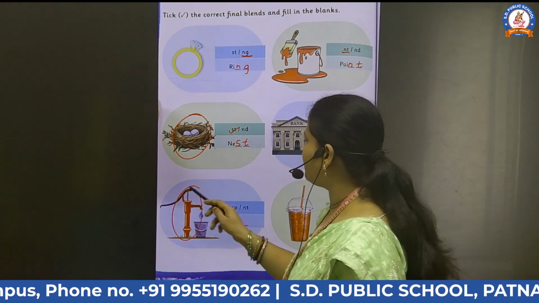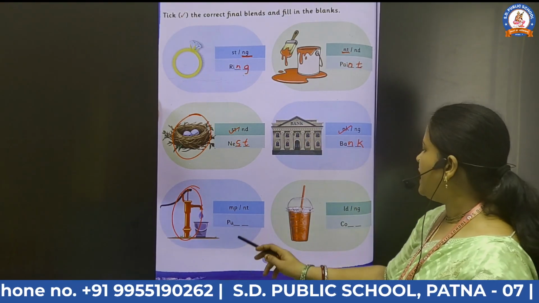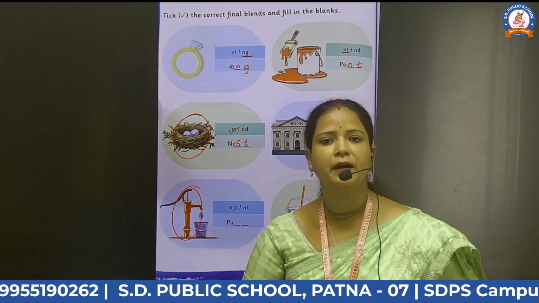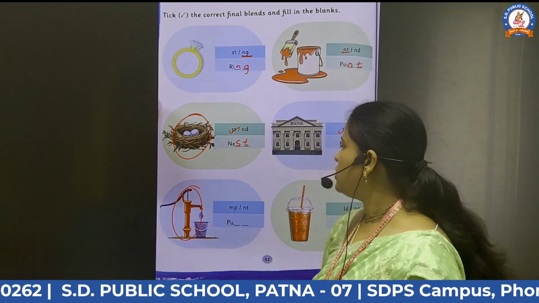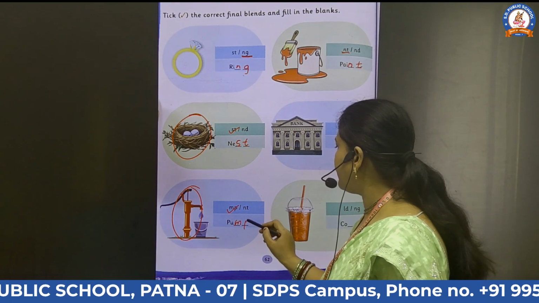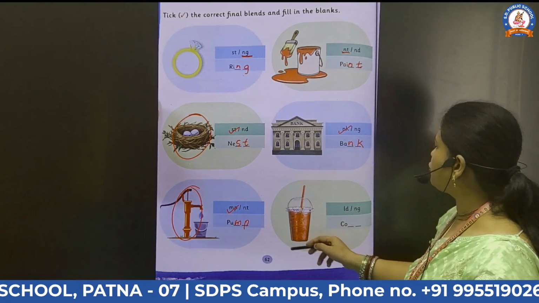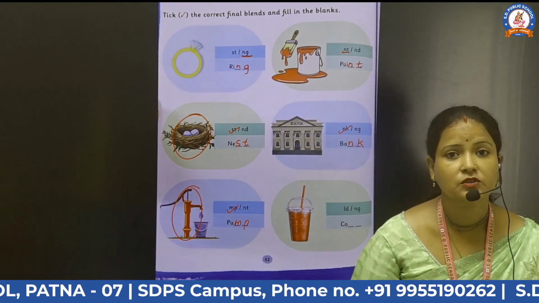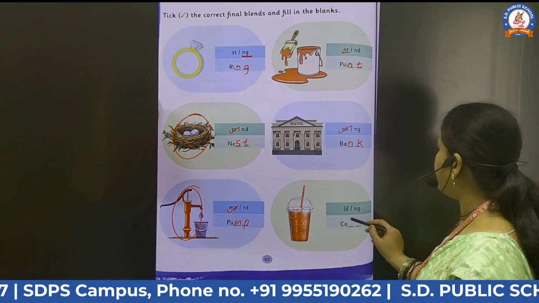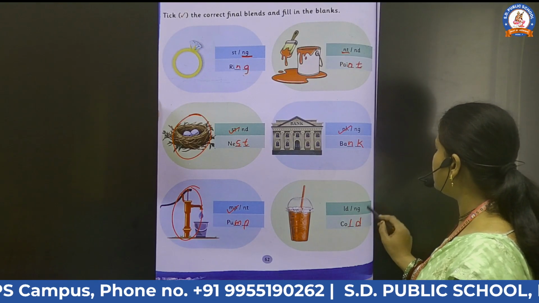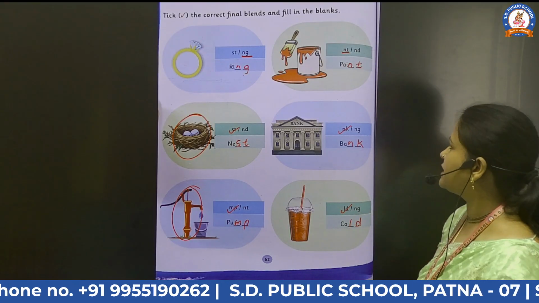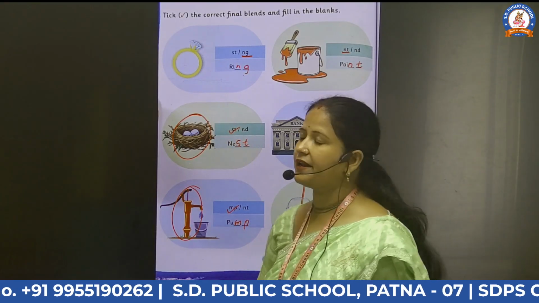This is a picture of pump. Spelling of pump: P-U-M-P. So now this one is correct, so we will fill M-P here. This is the picture of cold drink, and cold drink is cold. Spelling of cold: C-O-L-D. So this one is correct. So the first word is R-I-N-G, ring.